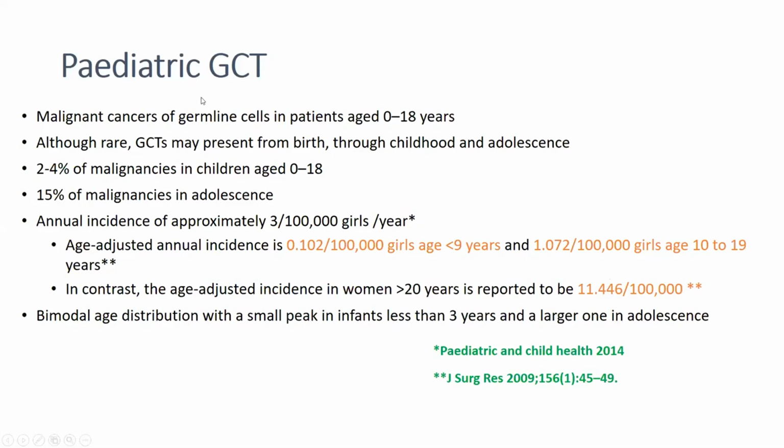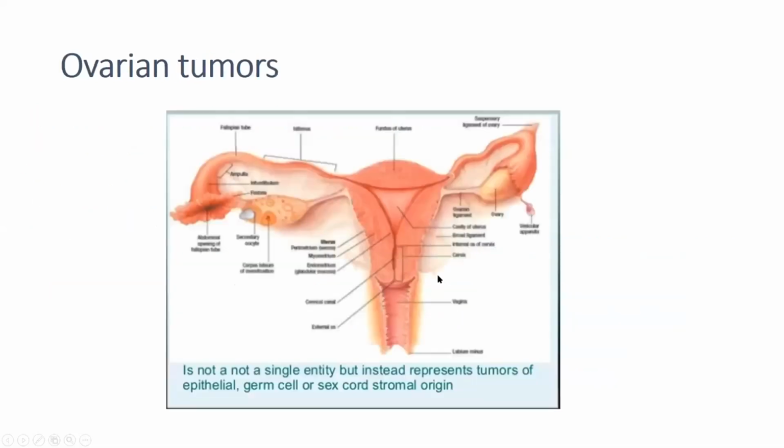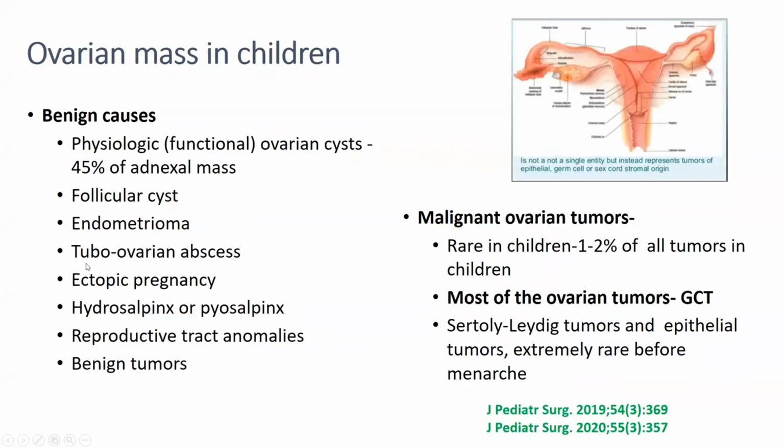Although the germ cell tumor incidence is higher in older patients, the older children, the incidence of malignancy is higher in younger children. So coming to ovarian tumors, the ovary is a complex structure and it can lead to development of various tumors of epithelial, germ cell or sex-cord stromal tumor origin. So these are the various causes of ovarian mass in children, which can be divided into benign or malignant.